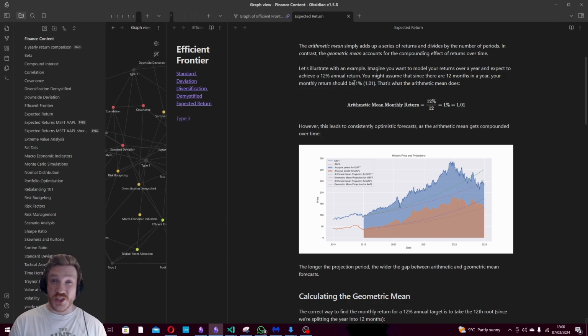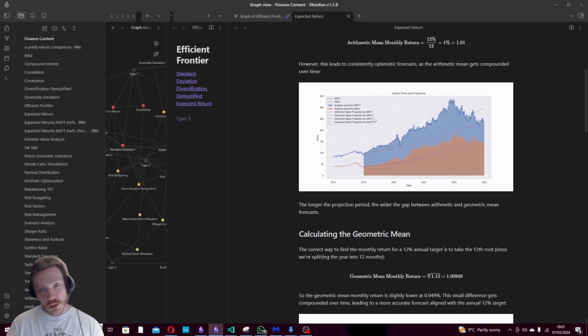Now, you can do that, but it's not quite right. It'll get you an answer that's kind of close, especially if you're only forecasting a small distance into the future. But generally speaking, this gets pretty inaccurate pretty quickly. I'll show you what I mean. Looking at some real world examples here, Microsoft and Apple. Here we have Microsoft in blue and Apple in orange.